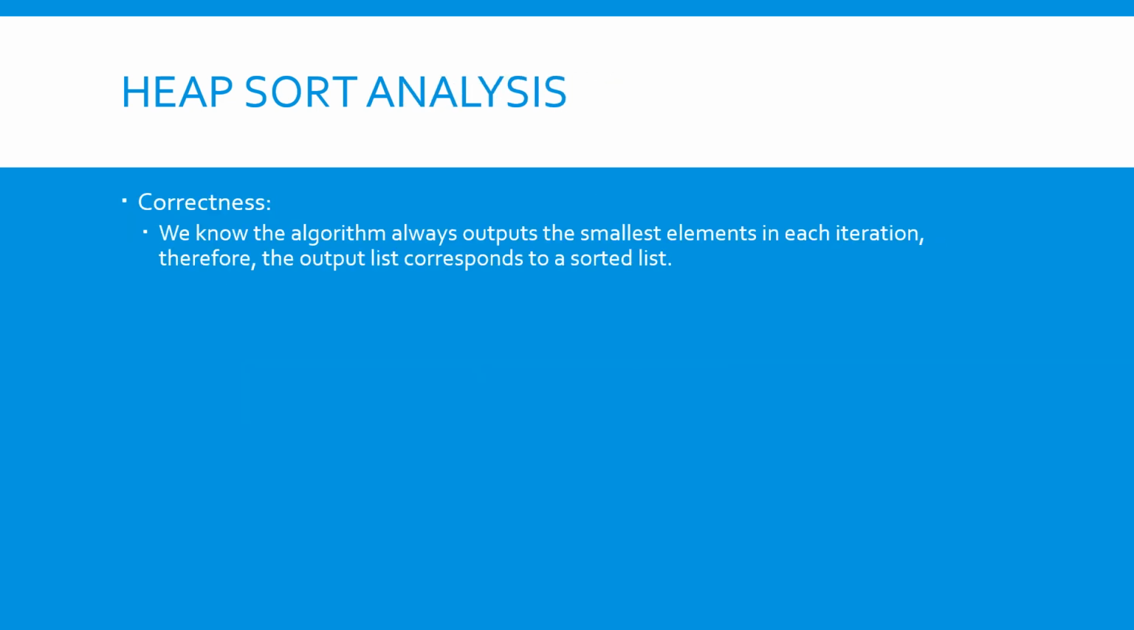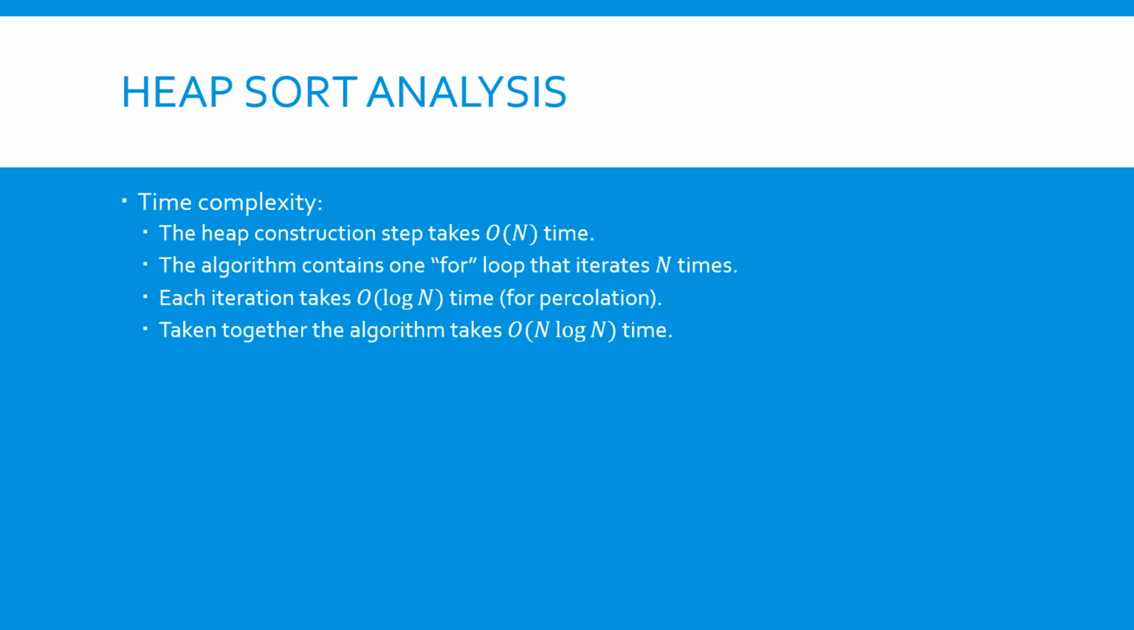Let's move on to the analysis of the heap sort algorithm. First, we can see that the algorithm is correct. Because it iteratively outputs the smallest element in the current set, therefore, its output must correspond to a sorted list. We then look at its time complexity. First, the heap construction stage takes O(n) time.